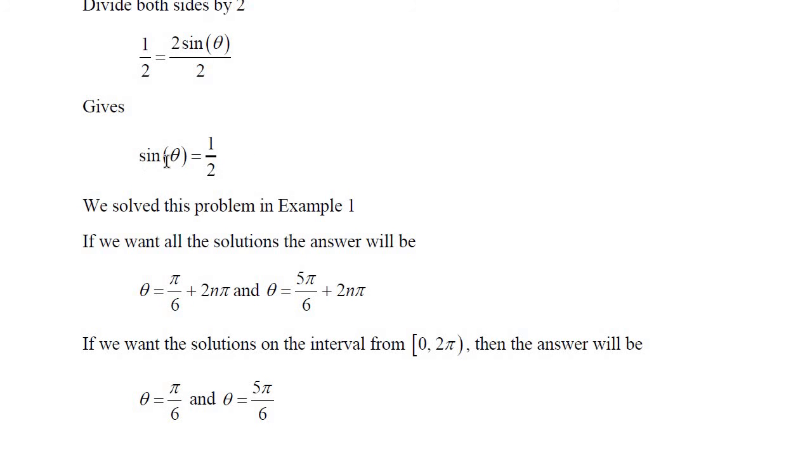So the solutions of sine theta equal to 1/2, well, if you want all the solutions, it'll be pi over 6, that base solution, plus 2 pi n. And the reason why it's 2 pi is because the period of sine is 2 pi. And then we'd also have theta equal to 5 pi over 6, the base solution, and then plus the period 2 pi times n. Now, if we only wanted the solutions between 0 and 2 pi, then we just have those base solutions, pi over 6 and 5 pi over 6.